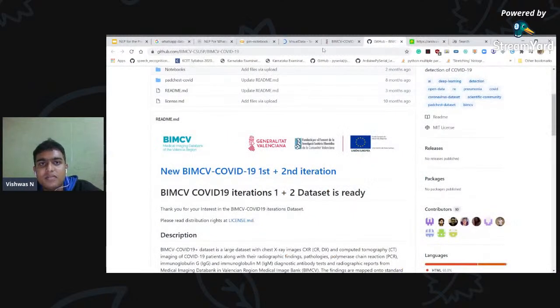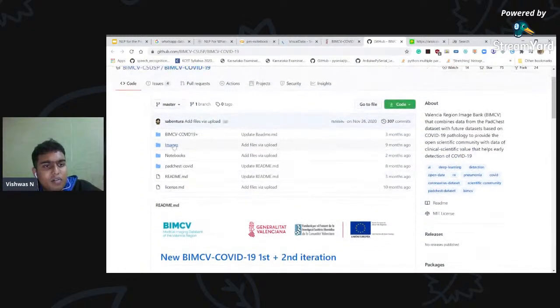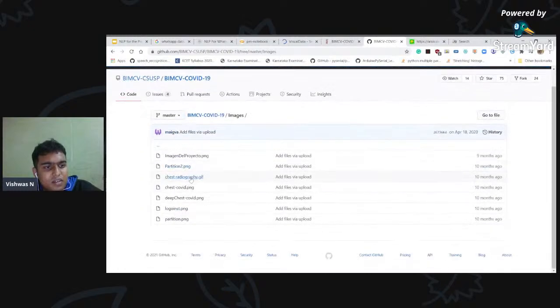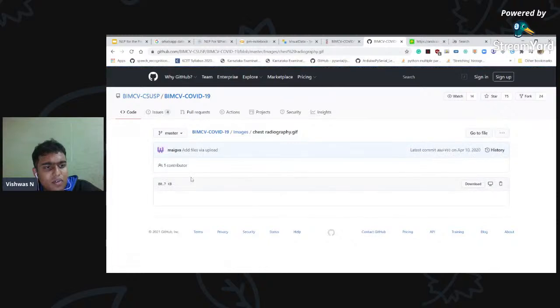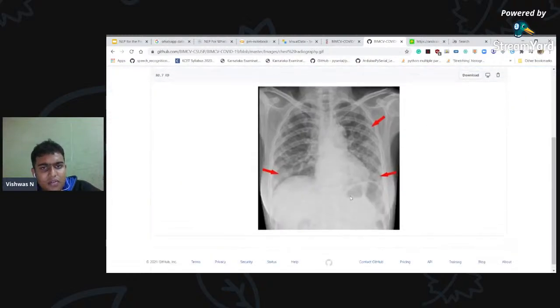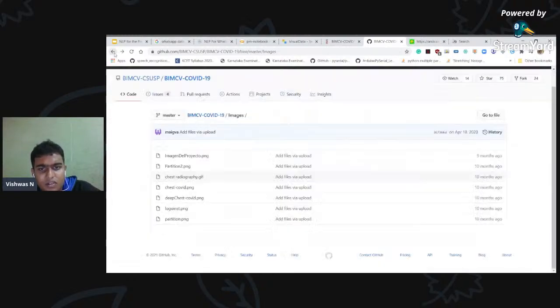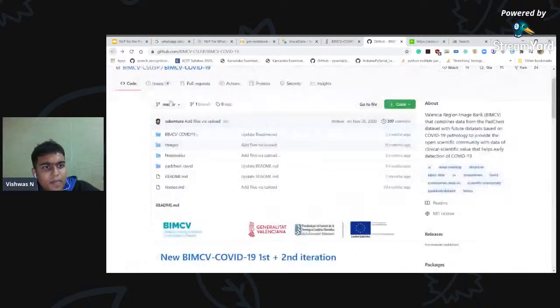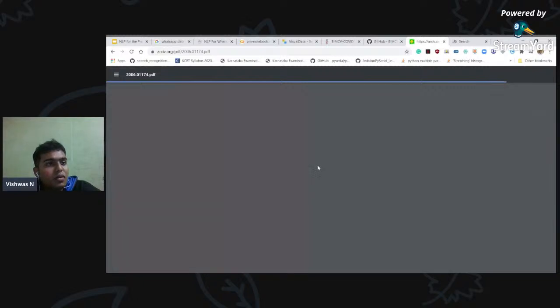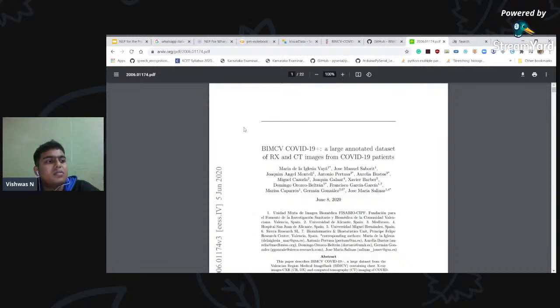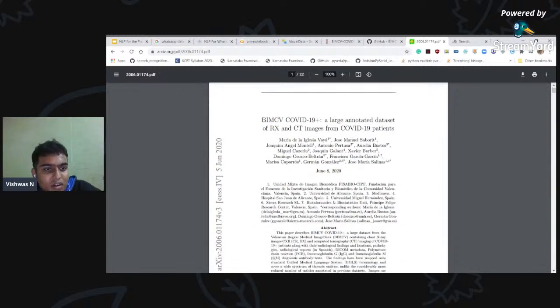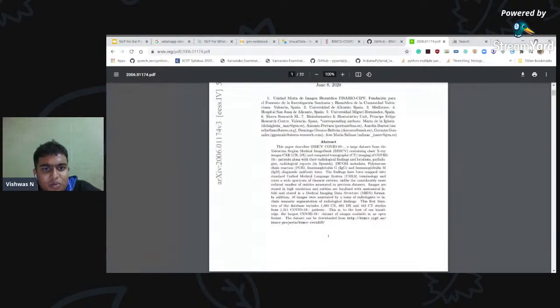There is a data set here, and also image data sets here. It's a very recent one, 2020, the sixth month: January, February, March, April, May, June. It's published in June.